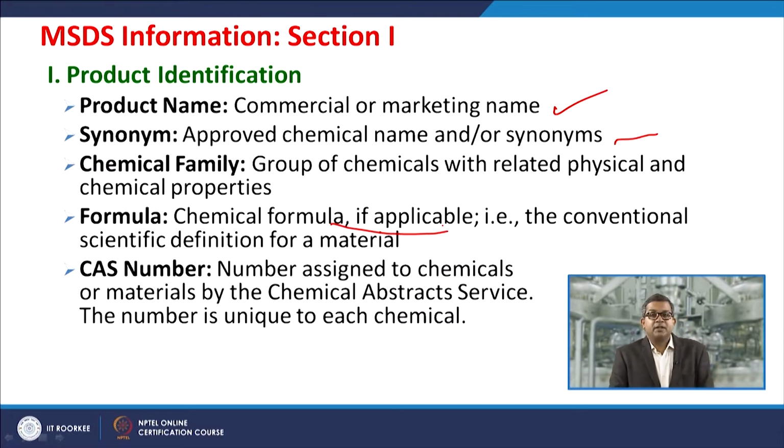Then the CAS number. The CAS number is the identity, just like an Aadhaar number. CAS stands for Chemical Abstract Service number. So, if you wish to get proper information, all the information related to that particular chemical, you can go ahead with this Chemical Abstract Service number, so that you will get the proper information which you require for any particular process.